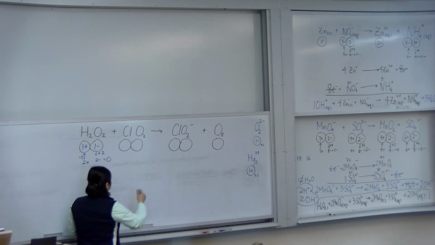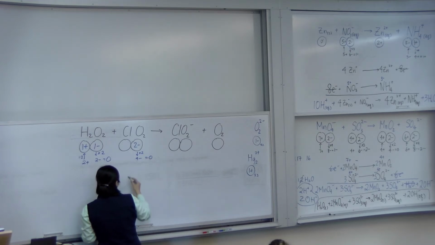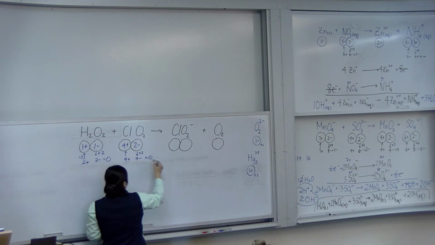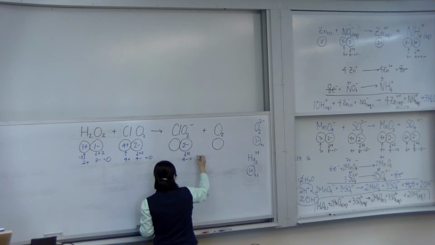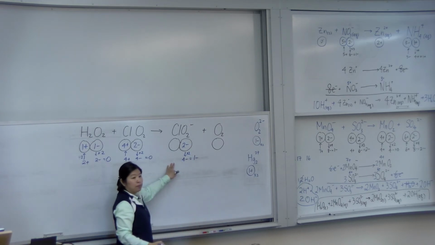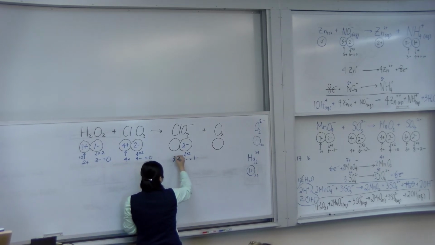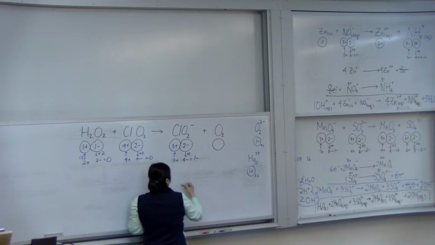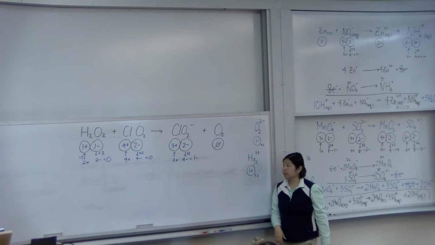Then, again, this is very straightforward. 2 minus times 2 gives us 4 minus. It should be equal to 0, so this must be 4 plus. Be careful. The overall charge is 1 minus. So what number must be here? 3 plus. And again, oxygen is elemental.